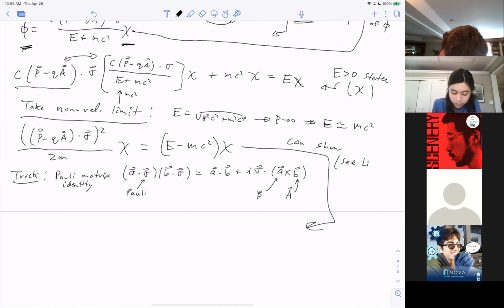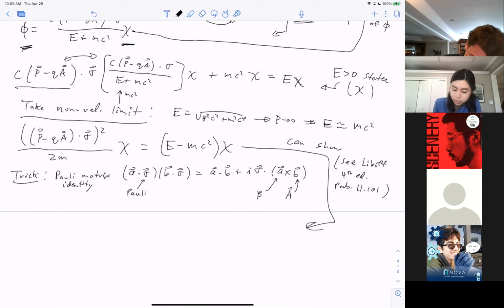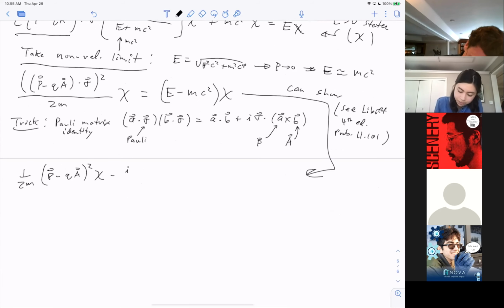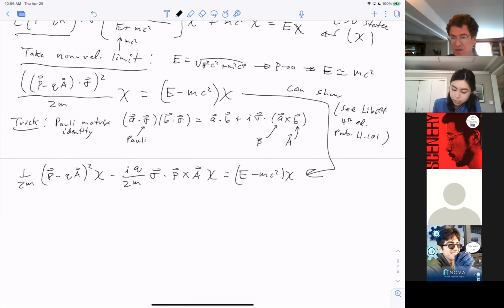You can show, see the book by Liboff, fourth edition, problem 11.101. When you look at that problem, you'll notice that you can rewrite that top equation like this: 1 over 2m, (p minus qA) squared times chi, minus i q over 2m sigma dot (p cross A) times chi, is equal to E minus mc squared times chi. Okay, so that's a tricky step.